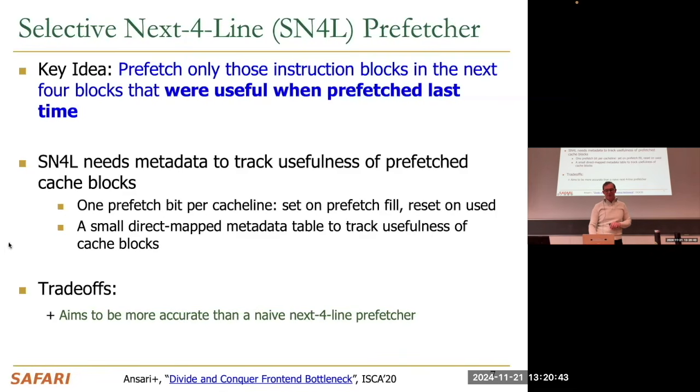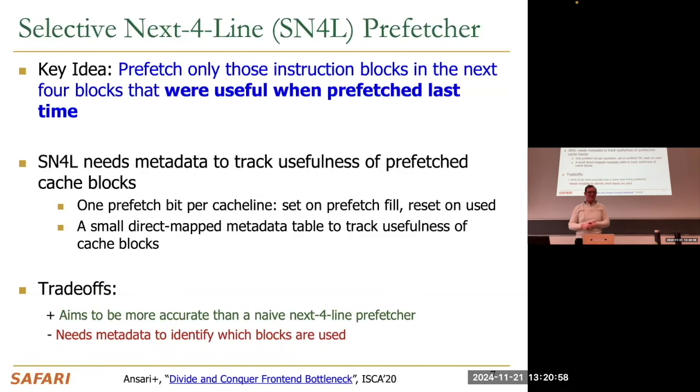So this aims to be more accurate than a naive next n-line prefetcher. I don't know why they did just 4 lines. It's a little bit hard-coded. I don't like that kind of hard coding in general in papers, but that's how it is. But of course, the downside is now it's more complicated. You need metadata to identify which blocks are used, right?